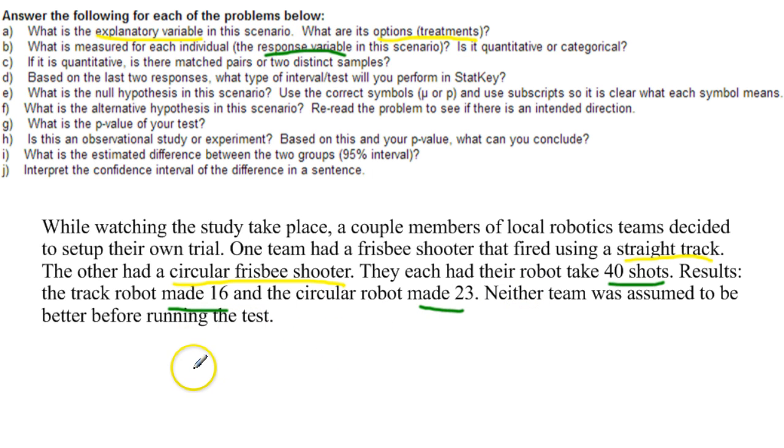And so on each shot it is either made or missed. For the first 40 shots, 16 of them were made, 16 out of 40. And for the second one it was 23 out of 40. Each of those is either made or missed, making this categorical.